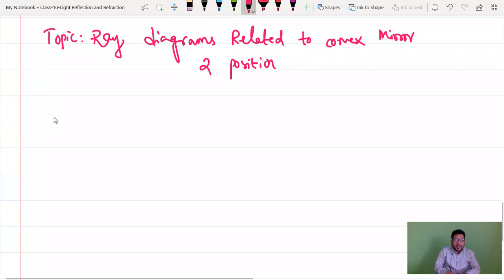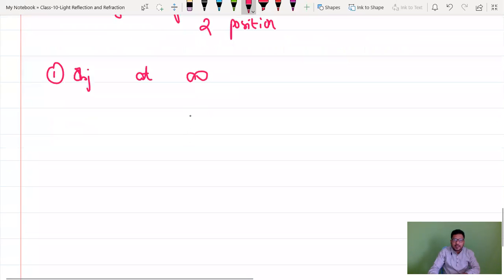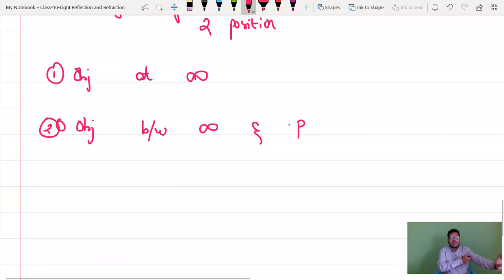It is simple, guys. First one, object is placed at infinity. Second position, object is placed between infinity and pole P. That's it. We don't have any positions like at C, beyond C, or between P and F. First position is object placed at infinity. Second position, object placed between infinity and pole P. Let us try to draw the diagram.